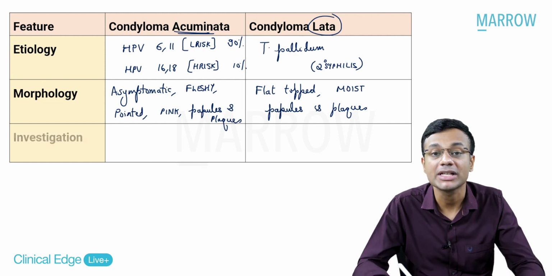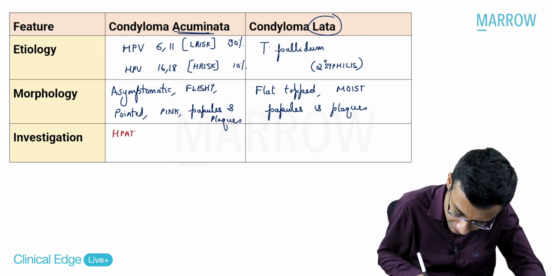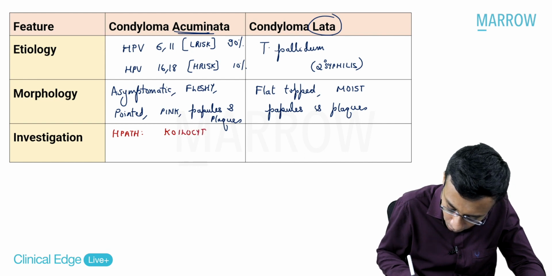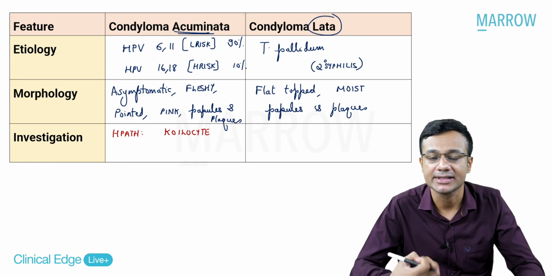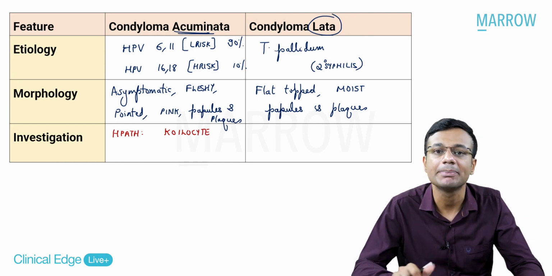The next important point is what investigation I want to do. Here, the investigation I want to do in a condyloma acuminata is going to be called histopathology, and I'm going to get a cell called a koilocyte. Now, koilocyte is a cell which we read repeatedly in pathology. It is described as a squamous epithelial cell, hyperchromatic nucleus, and a perinuclear halo.